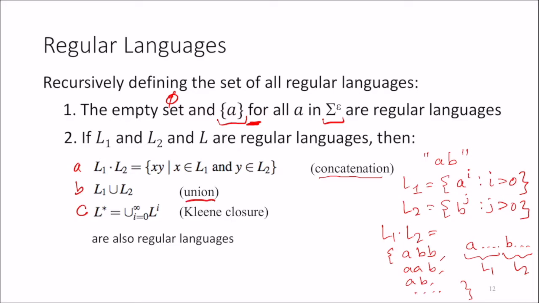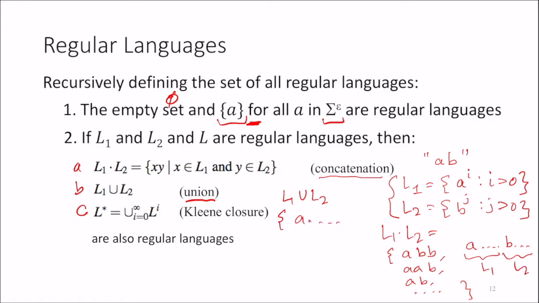Union is really simple. It's just taking two sets. So if I take, for example, L1 union L2 from these two sets, then it's just all the A's, right?